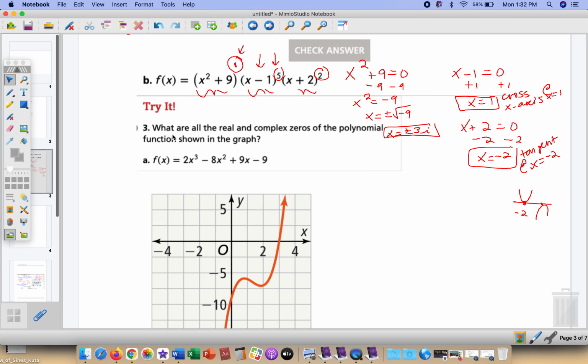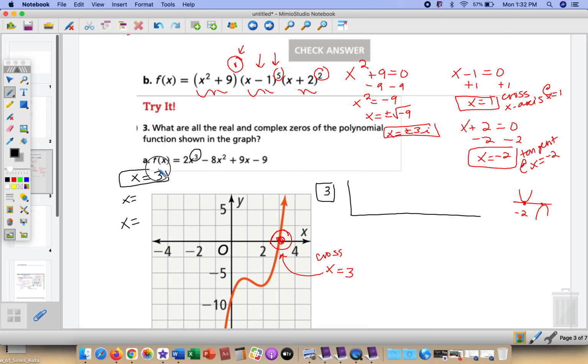What are the real and complex zeros of the polynomial function? So we see right in here that we cross the x-axis at x equals 3. We're going to use that information to factor to keep solving to find the other values, because we know if it's power 3, we should have 1 x equals, 2 x equals, 3 x equals. Now we already have 1. We know x equals 3. It touches the x-axis there.